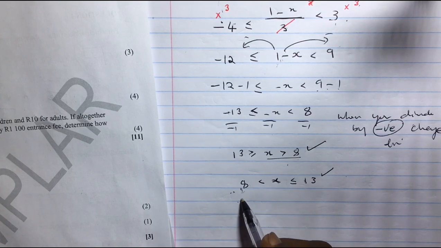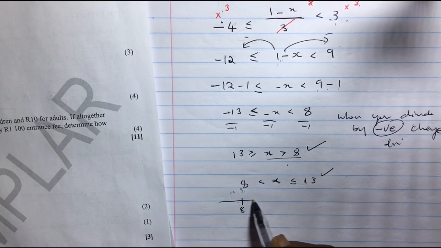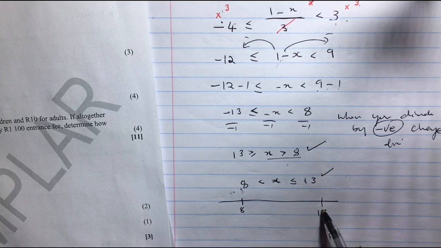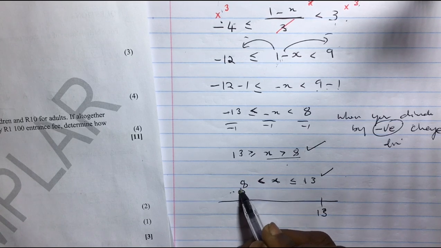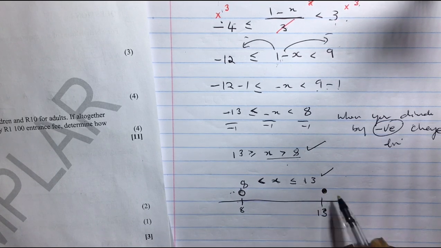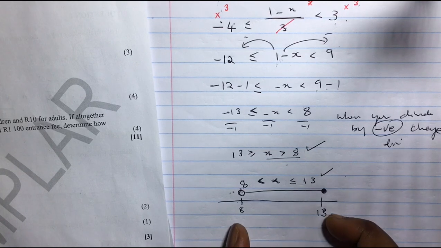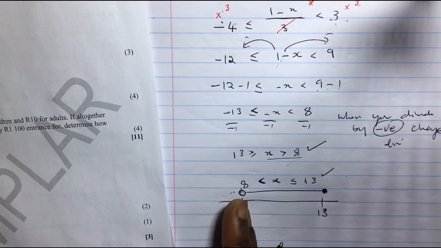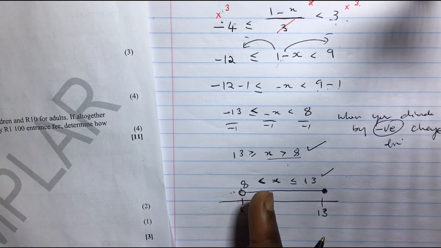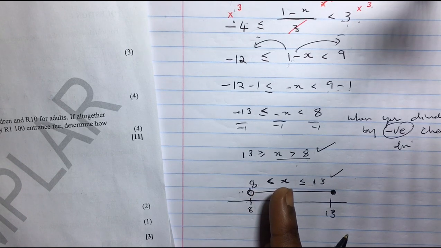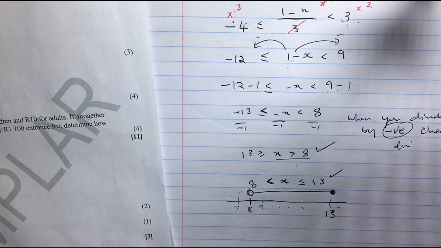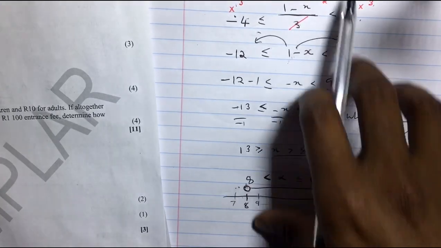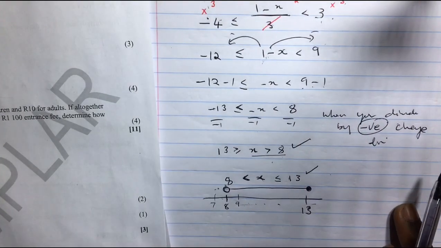And on a number line, it's going to be something like this. So here it's not included, so it's an open circle. Here it's a closed circle. 8 is not included. So anything from 9, 10, 11, 12, 13. All these numbers are the values of x that will satisfy this inequality.